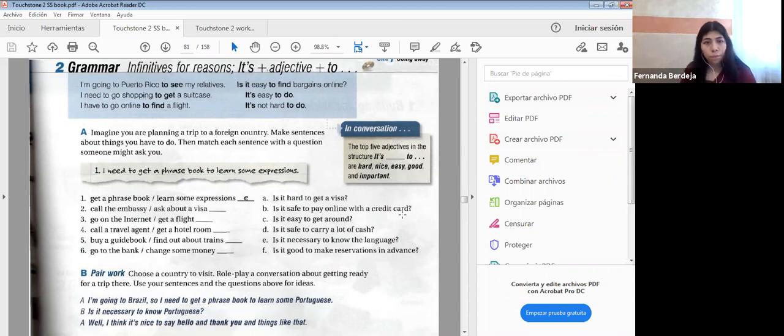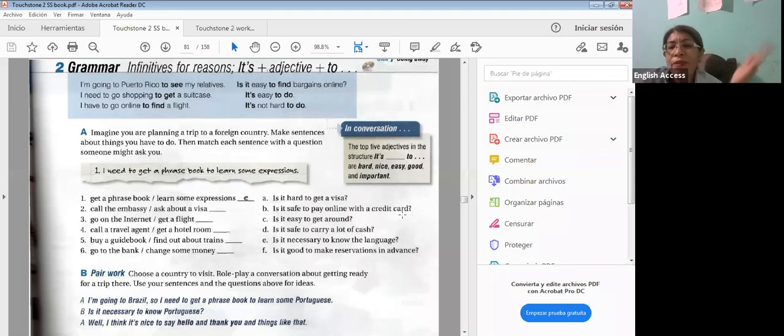So, my cousin. Okay, so here it says, first of all, you're going to make sentences. For example, in number 1, we have get a phrase book and learn some expressions. You have your example. I need to get a phrase book to learn some expressions. If you want to, you can write down your sentences in your book, or you can do it on a piece of paper. So the first activity, write down your sentences, complete sentences. And then the second activity, you're going to match the sentence with a correct question, okay?